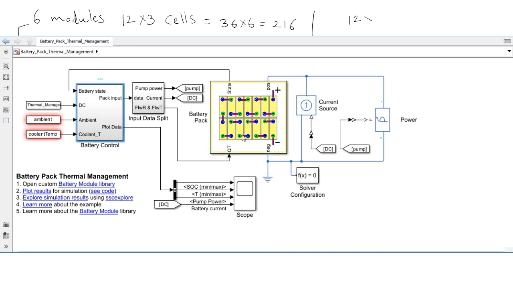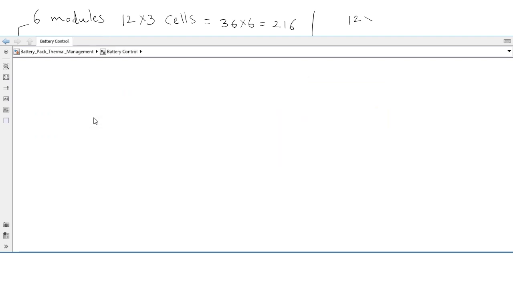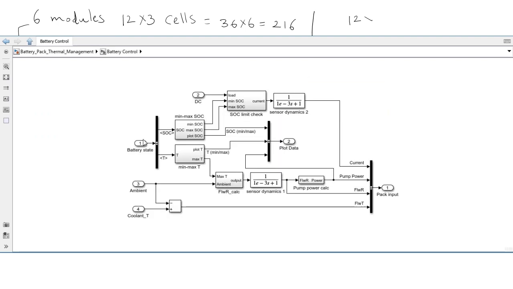So the battery control system will be there, the battery pack will be there, the chiller load is there, the battery control system. What are the inputs? I will show you here. What is the state, ambient, coolant, and it is giving as input current, power, pump power, flow rate, and flow temperature. Okay, those are the inputs. So this block will calculate the pump power required. This block will calculate the flow rate for each cell. Okay.